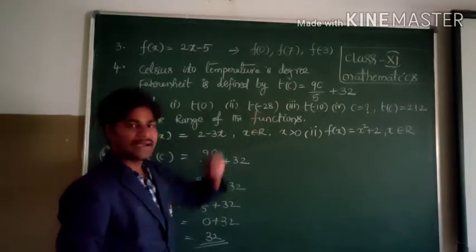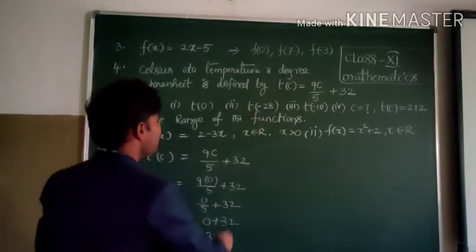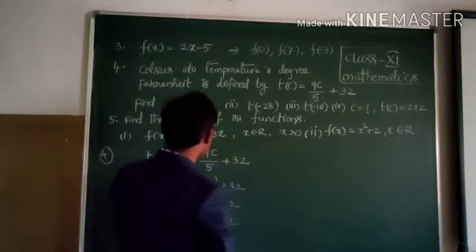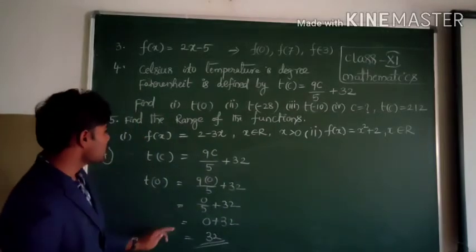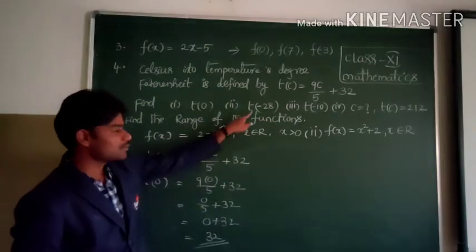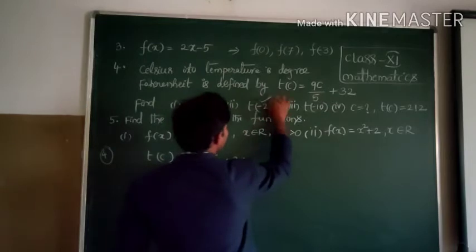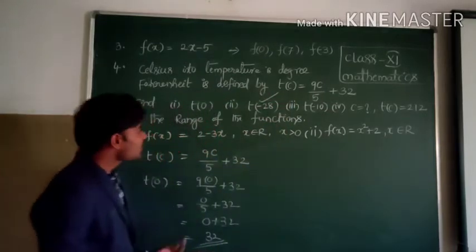Next, see the second one. T of minus 28. Right? T of minus 28. In this way you have to substitute in place of C. This you have to consider as homework for you.